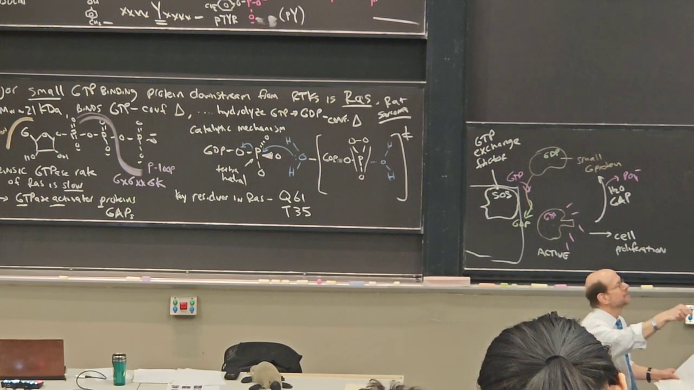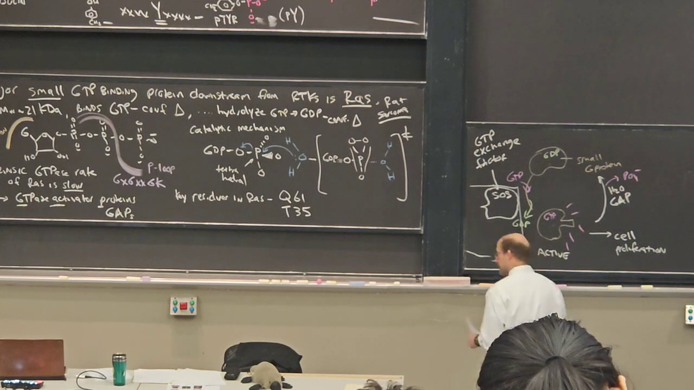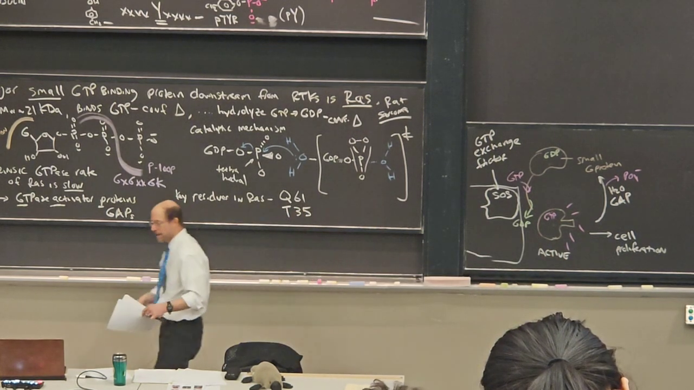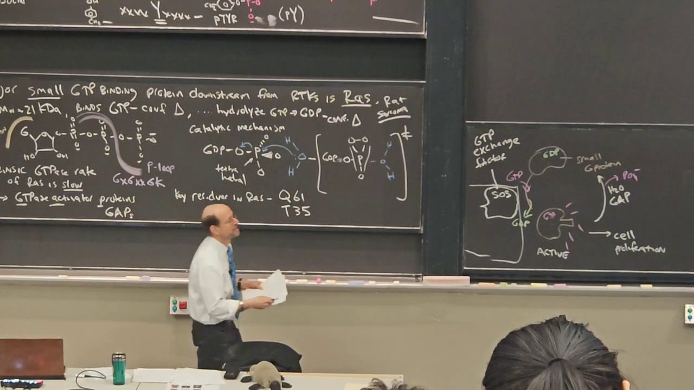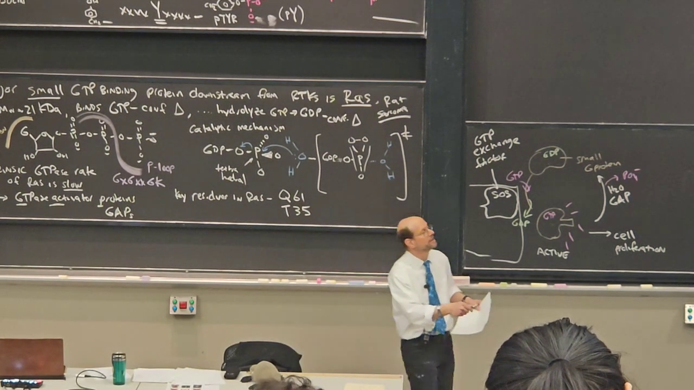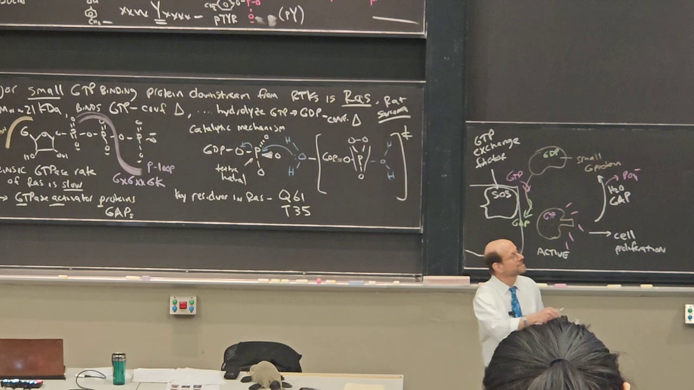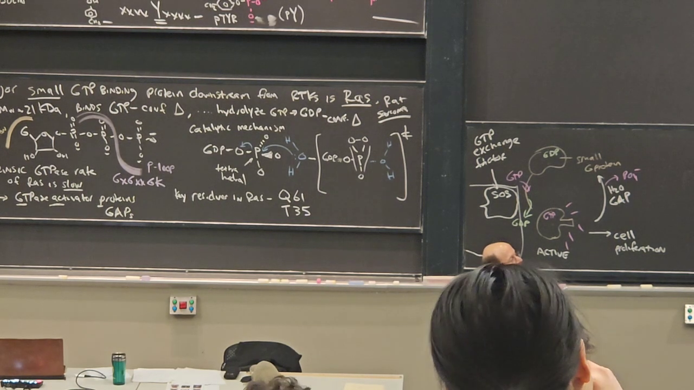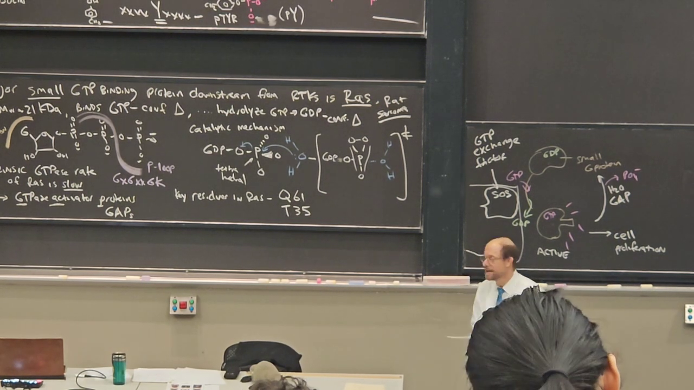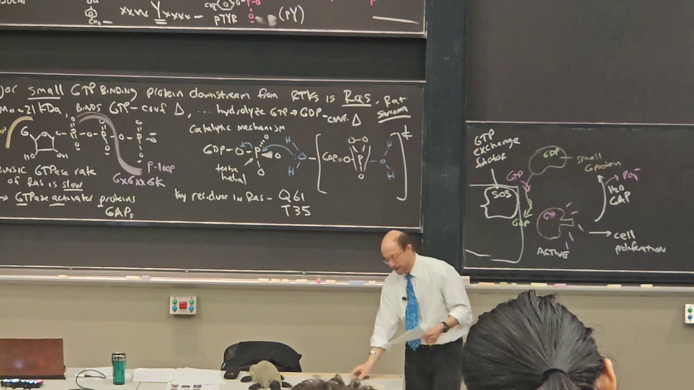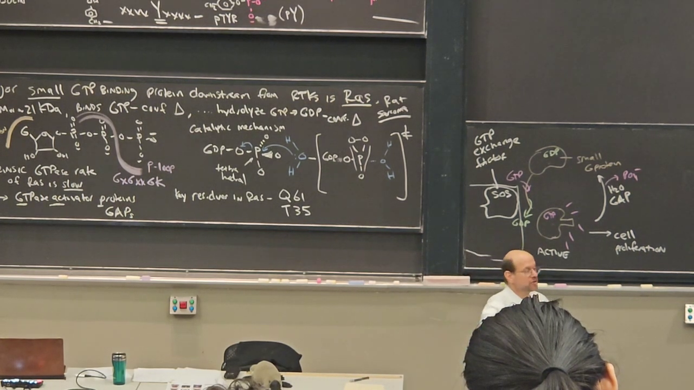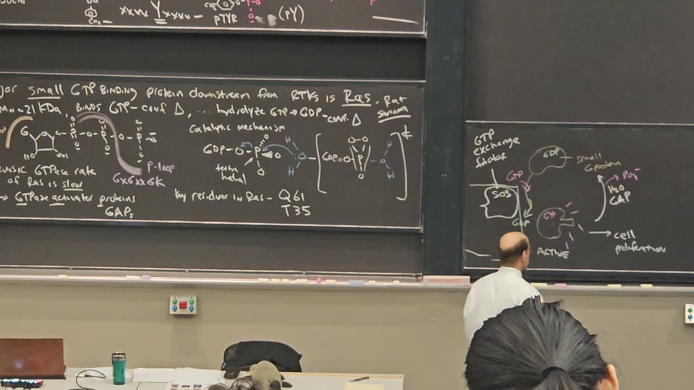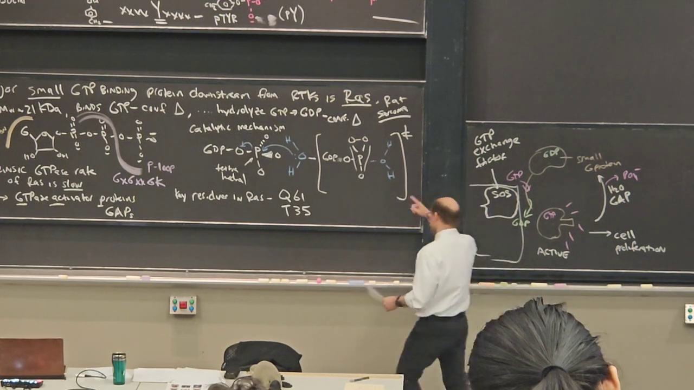What amino acid is that? I'll show it to you in a little more detail. That amino acid that the GAP is inserting in, what amino acid is that? It's an arginine. The GAPs work because they insert an arginine finger into the catalytic cleft in order to stabilize the transition state. I'm going to write that down.